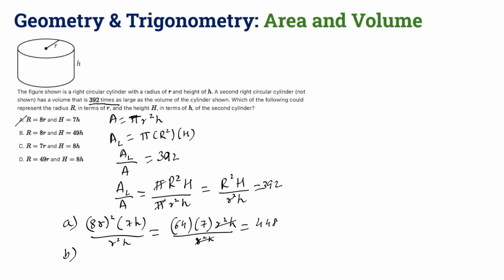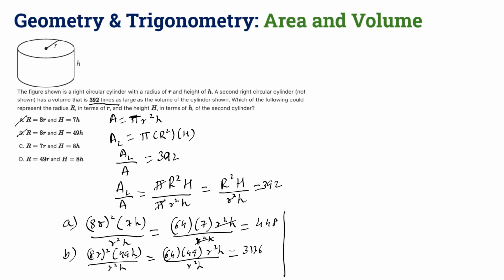B, we're going to do the same thing. So 8r square times 49h over r square h is going to be equal to 64 times 49 r square h over r square h, which is going to be equal to 3136, which is incorrect also.